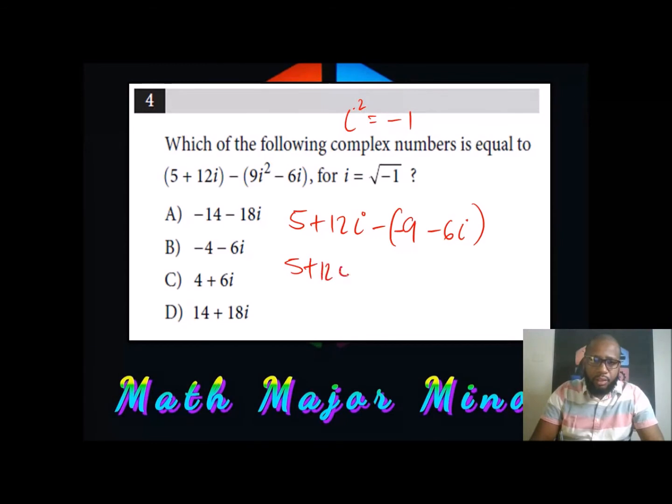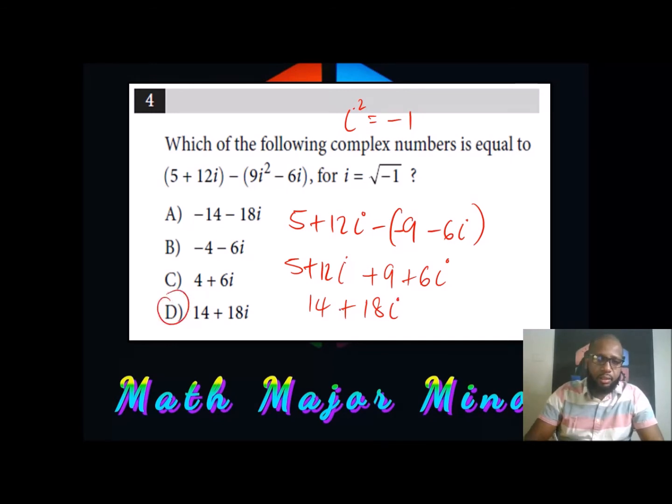What we can do here is to expand our brackets. It should be an i right here. Let me fix that up. So this is going to be a negative times a -9, which is a +9. And a negative times a -6 is a +6. So 5 plus 9, that's 14. And 12i plus 6i, that of course is 18i. And choice D will be your answer for this question.